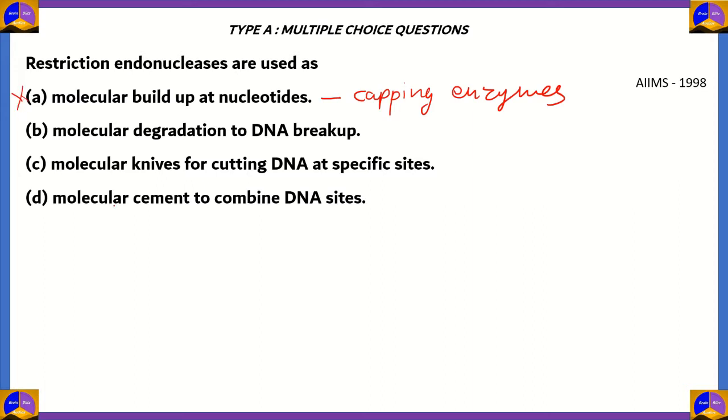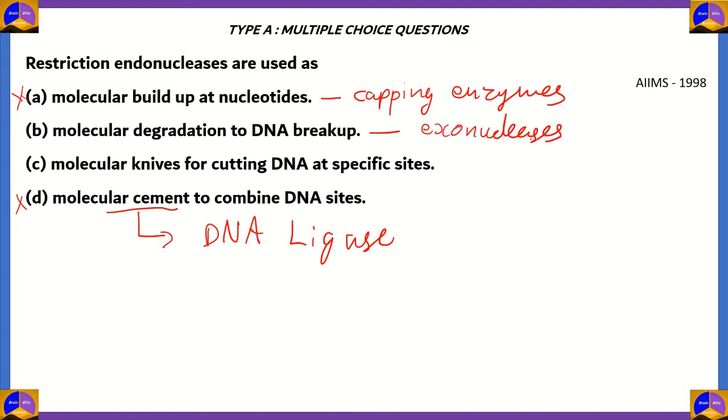What about option D? Molecular cement to combine DNA sites. Molecular cement is the function of DNA ligase. So DNA ligase is the enzyme that is used to combine sites of DNA. Option D is incorrect. If you look at option B, molecular degradation to DNA breakup, that is the work of exonucleases, whereas the question here refers to endonucleases. So option B is incorrect.